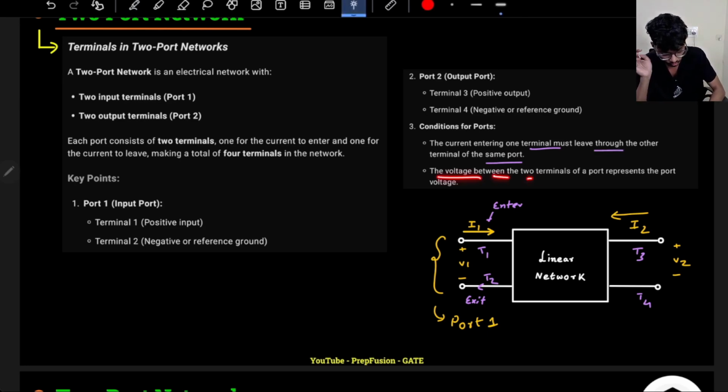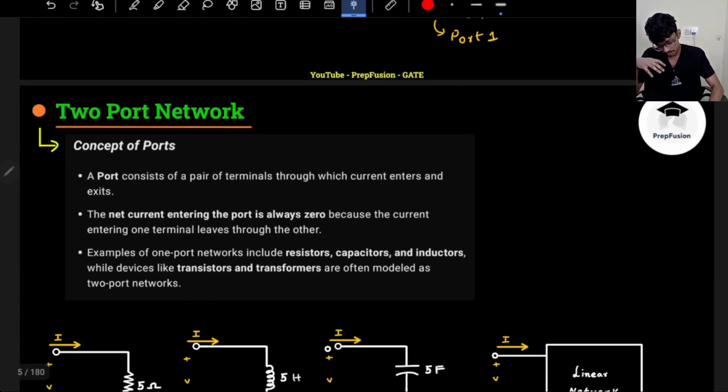The voltage between the two terminals of a port represents the port voltage. So V1 is the port voltage of port 1, V2 is the port voltage of port 2. Okay, so these are the few things about ports.